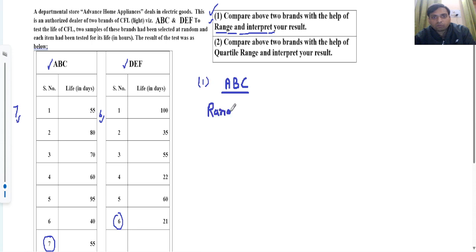So range for the first company as per formula is highest minus lowest. So highest value in ABC company is 95 and lowest value in ABC company is 40. So the difference of this is 95 minus 40, which equals 55. This is the range. Now to compare this, we need to find coefficient of range. So we will calculate the coefficient.